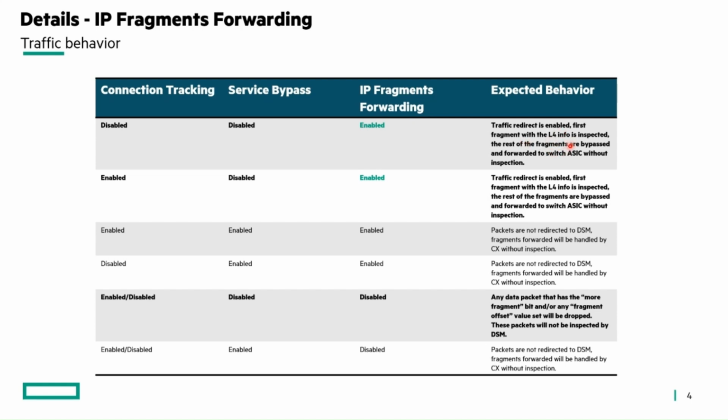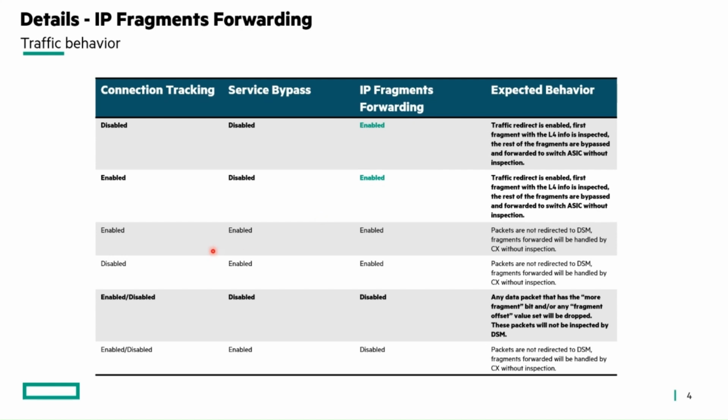Now, if you have a policy which is saying deny, then the first fragment will get denied and there is nothing to forward, right? Basically, the rest of the fragments will go back, but they will not have any L4 info, so they eventually get dropped. Similarly, if you have connection tracking enabled, the same behavior applies because you have IP fragments forwarding enabled as well.